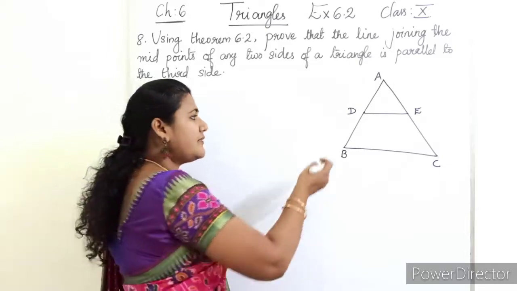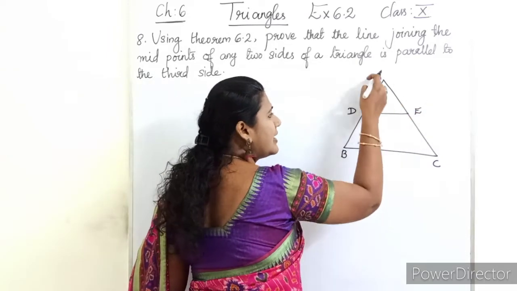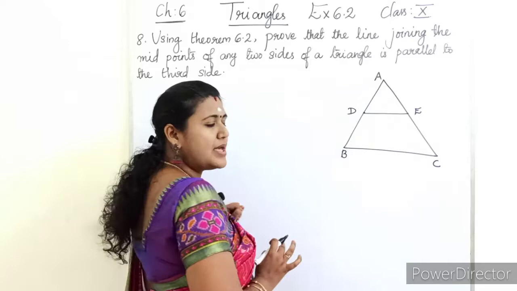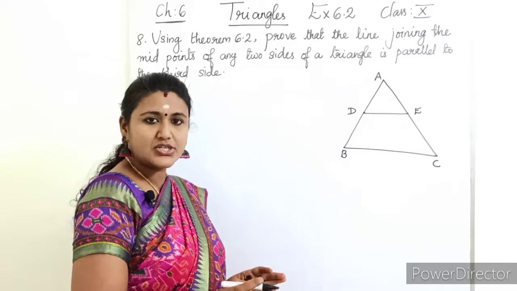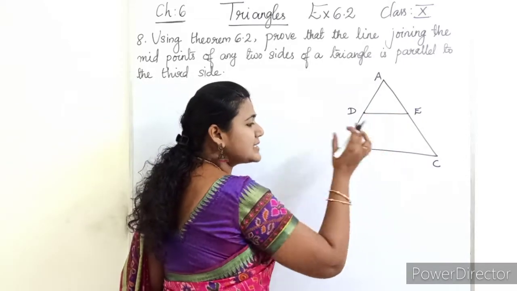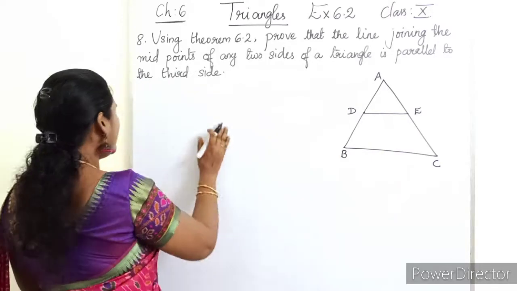What is the condition given? The points D and E are midpoint of the sides AB and AC. So this condition is given. We have to prove DE is parallel to BC. So we will see how to prove this.